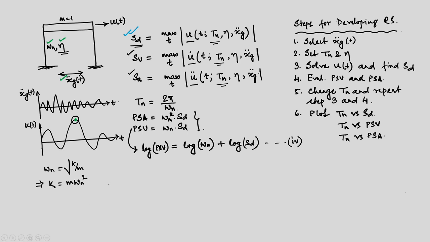So, if I plot PSV versus Tn in the log scale, then we get this relation. What is the slope of this line? The slope of this line is 45 degree. So, in the 45 degree direction, if we project this value, we will basically get the SD from the same plot.